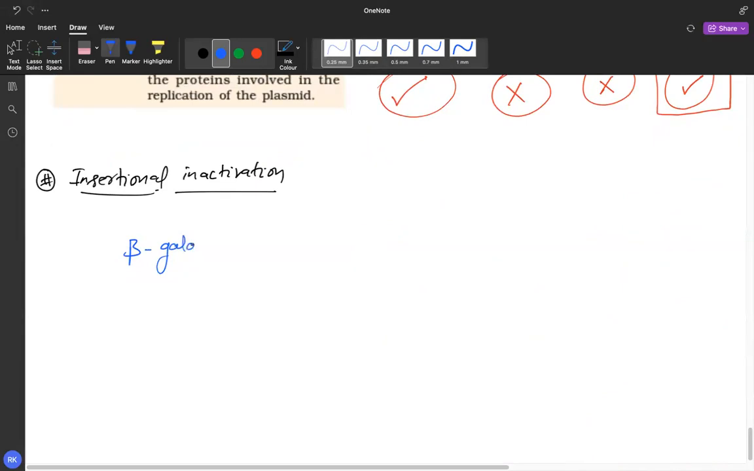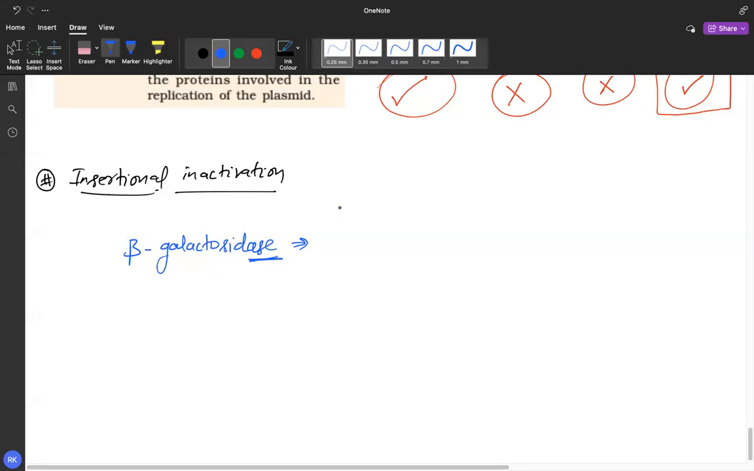Okay, galactosidase. Now this is not an antibiotic resistant gene. It is simply a gene for an enzyme with the same name, beta galactosidase, because you know it has "ase" in its name, so it's an enzyme. What does beta galactosidase do? What do you think it does? Remember the lac operon? Yeah, tell me.